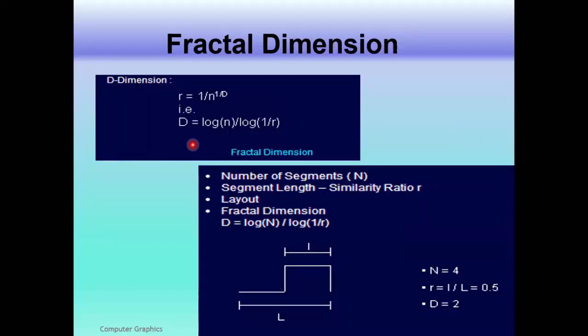The number of segments, that is n, the segment length similarity ratio, that is r, and the fractal dimension d are related by d is equal to log of n by log of 1 by r. For n is equal to 4, r will be 1 by 2, that is 0.5, and d is equal to 2.